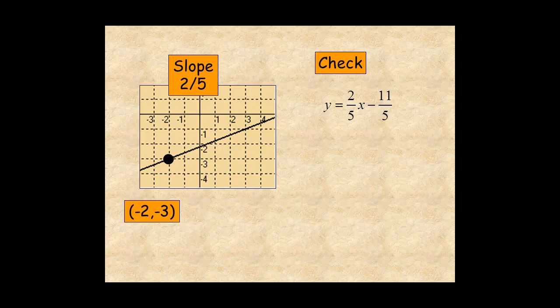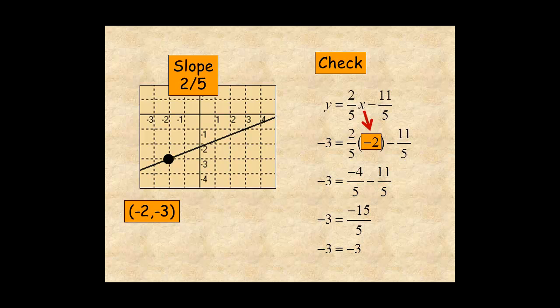Always check your answer. If the equation is correct, the coordinates of the point -2, -3 will be a solution to the equation. Substitute x equals -2 and y equals -3 into the equation. Then 2/5 times -2 is -4/5. Next, -4/5 minus 11/5 is -15/5. Finally, -15/5 is -3. And the answer checks.